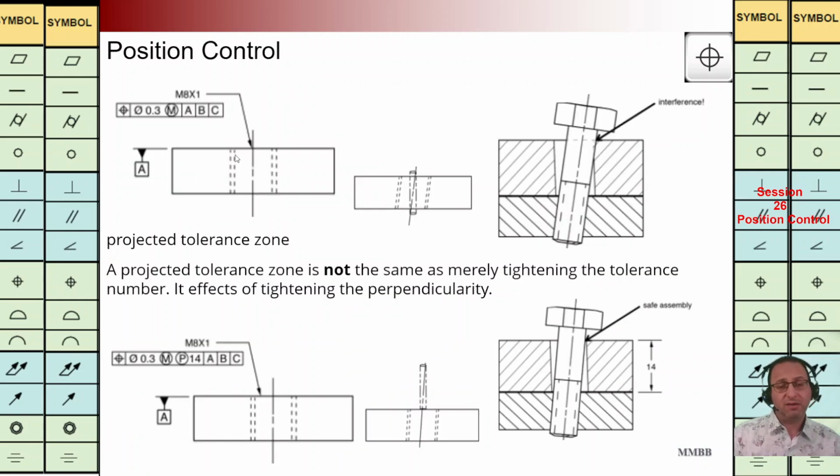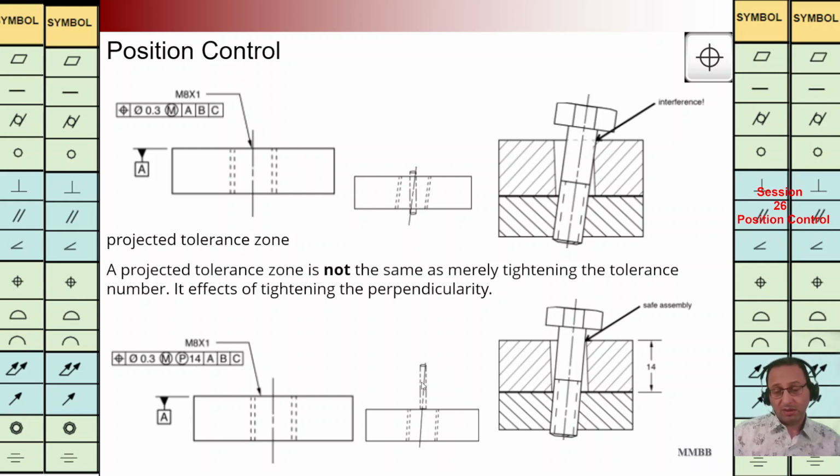Here we are going to have this positioning control for this threaded hole. As we can see at top right, after assembly, we may have interference between bolt and top plate. In order to avoid this interference, we are going to have another modifier with the name of projected tolerance zone. As we can see at bottom left, this P is here. We have one number after that which is going to represent for which length or height we are going to project the tolerance zone.